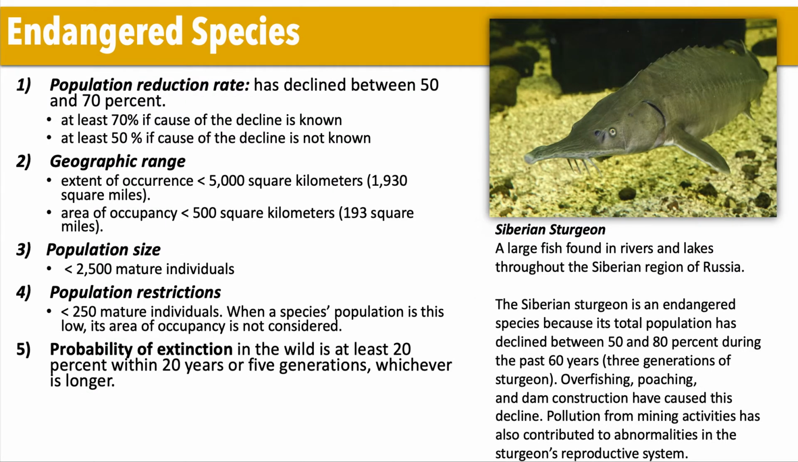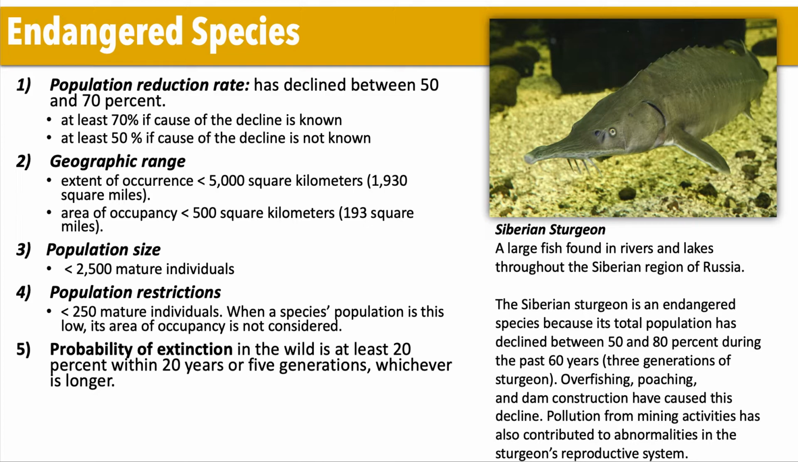All right, the next category is endangered species, which is what we commonly think of when we're talking about things going extinct. You're like, it's endangered. So to be endangered, you have a population reduction rate that's declined between 50 and 70%: 70% if we know the cause, 50% if you don't know the cause.